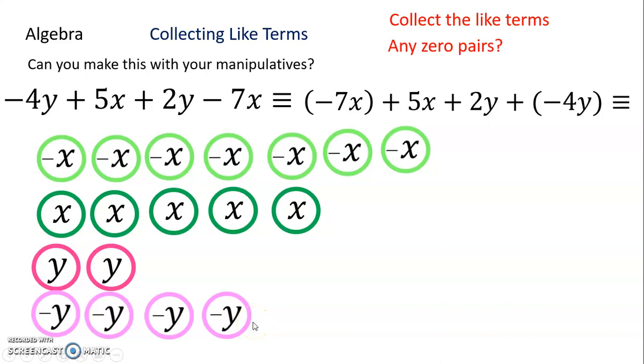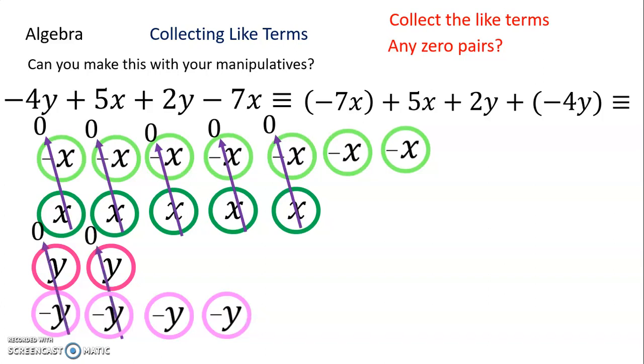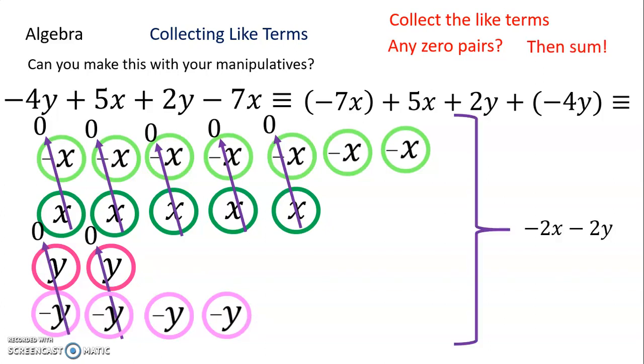Now I'm looking for zero pairs, and I have 5 zero pairs in the x section and 2 zero pairs in the y's. And now I can sum. And altogether I have negative 2x, add negative 2y. So negative 2x, subtract 2y.